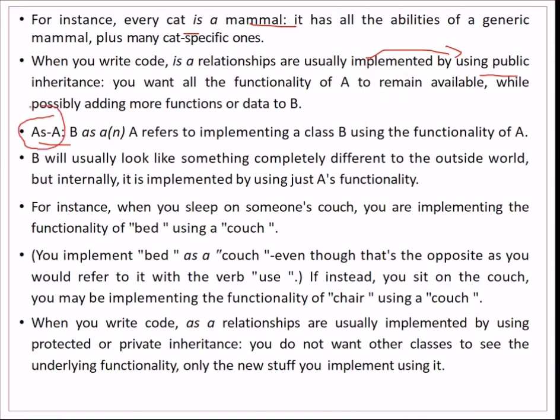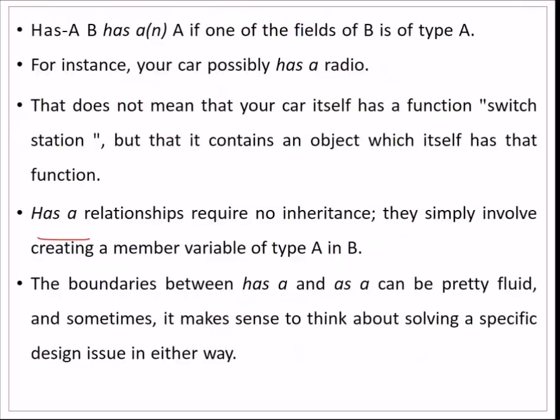And now the as a relationship. So B as A or B as an A. It refers to implementing a class using the functionality of A. For example, a couch. Couch can be used as a bed. Couch can be used as a chair as well. So this is how the couch can be used in two ways: couch as a bed and couch as a chair. This is the as a relationship. But while implementing it, you have to implement it using protected and private inheritance.